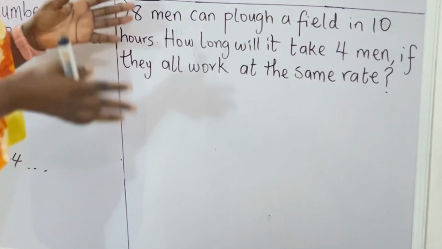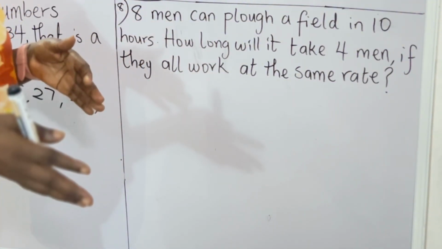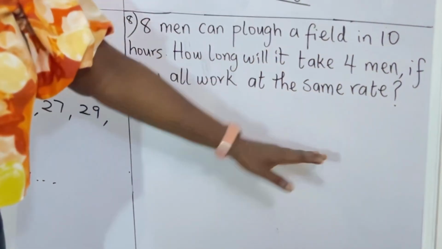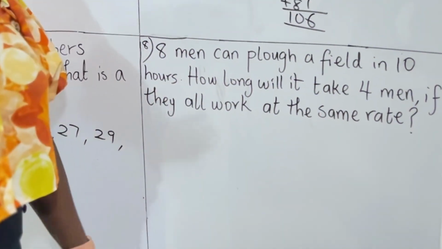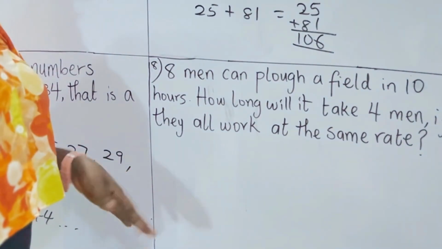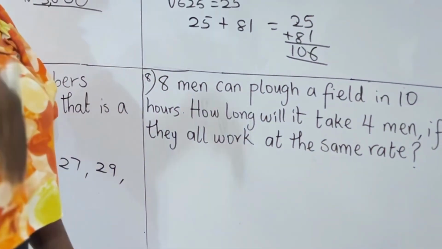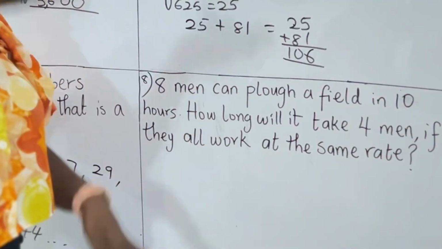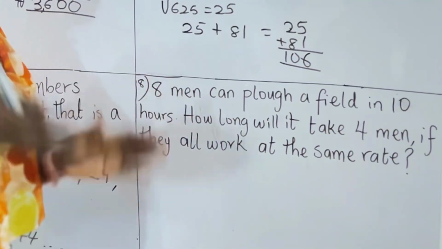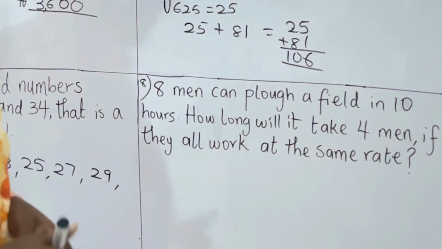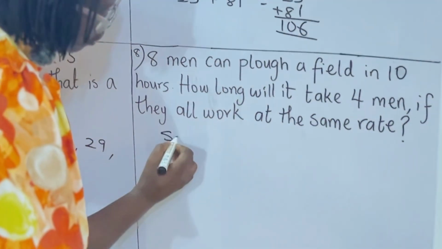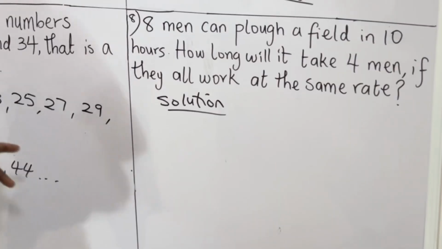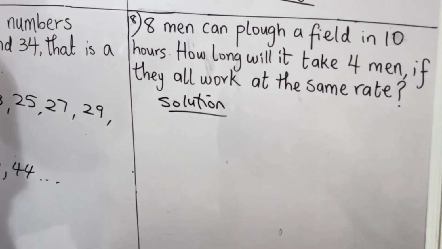So let's check. If you have 8 men working, and the number of men reduces, what will happen? They will need more time. Am I correct? If you reduce the number of men, you need more time. So that is an example of an indirect proportion, or an inverse proportion. So let's solve that. How do you solve it when it is not a direct proportion like this?